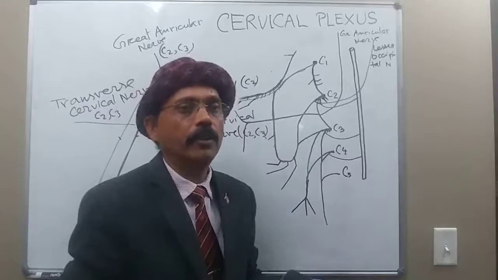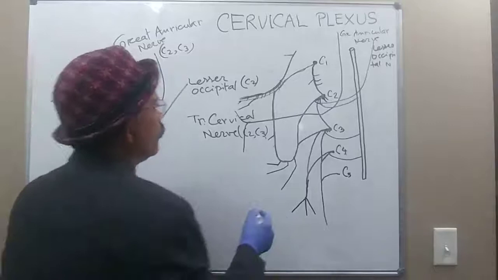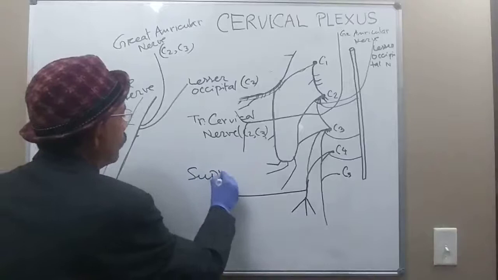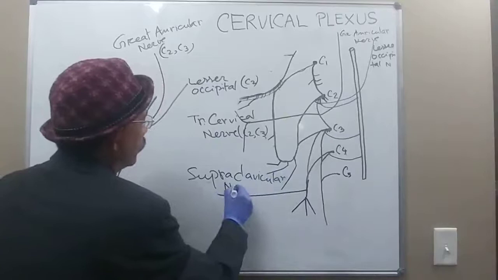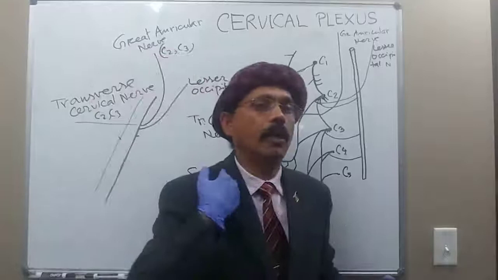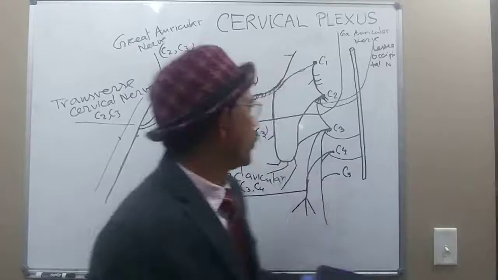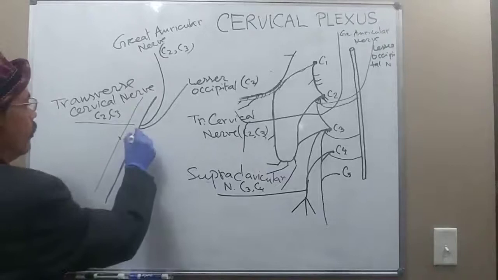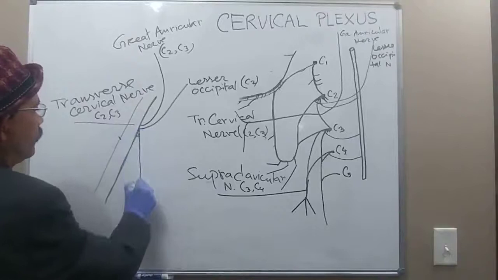So we get another nerve that is called the supraclavicular nerve. Its root value is C3 and C4. It picks up sensation from the clavicle up to the second rib, from the shoulder. Okay, all of them actually come out from this part, the posterior border of the sternocleidomastoid muscle.